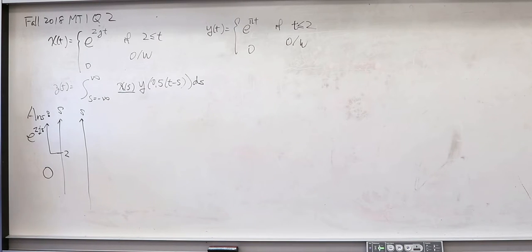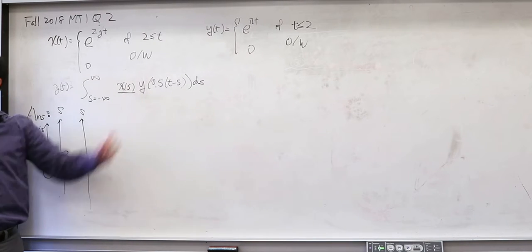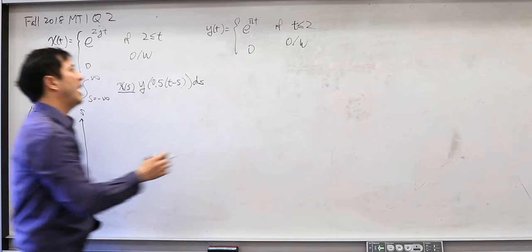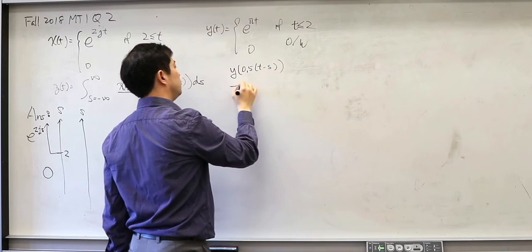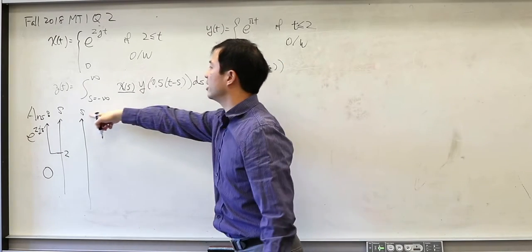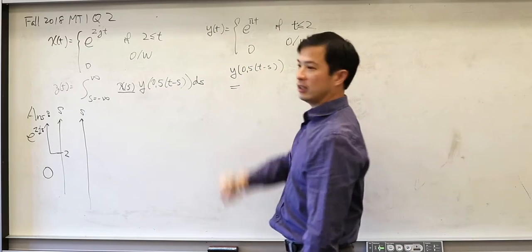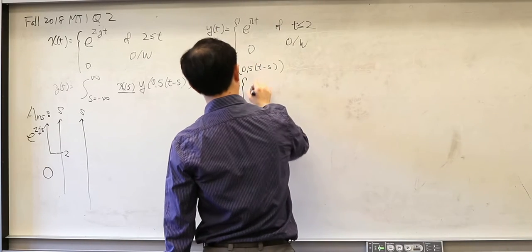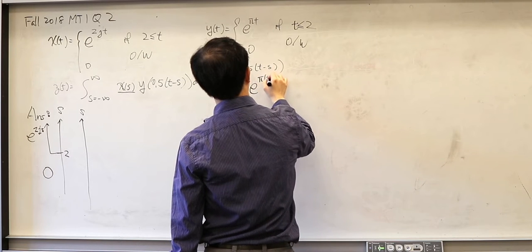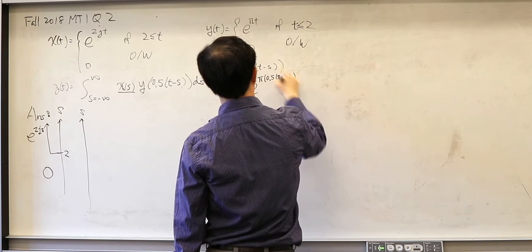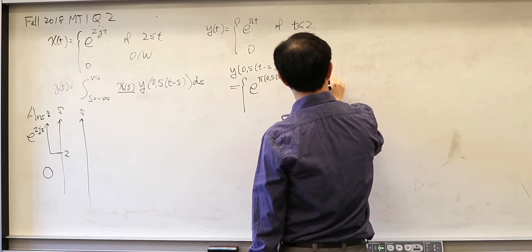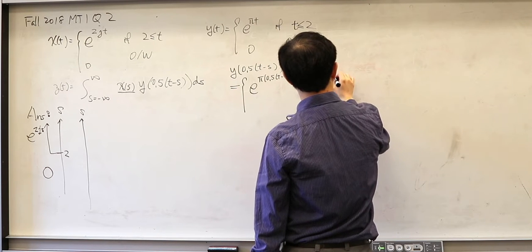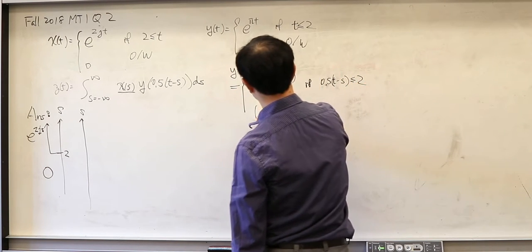Everybody is okay so far? Let's now look at the second axis. The second axis is representing y of 0.5t minus s. To do that, I need to write what 0.5t minus s is in terms of s, because now I'm integrating over s. So every time I see t, I replace it by 0.5t minus s. The signal is pi times (0.5t minus s) if 0.5t minus s is less than or equal to 2, and 0 otherwise.